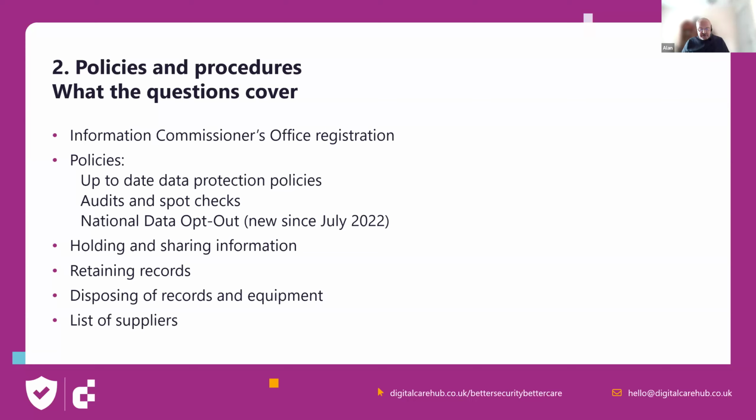It also covers more recently the national data opt-out in relation to your responsibilities around that and whether you've fulfilled those responsibilities. Talks about holding and sharing information, and this is particularly about your ROPA and your IAR, your record of processing activities and your information asset register. Retention schedules, how long do you keep records? How do you dispose of them? Is that safe and secure? And a list of suppliers that handle personal information.